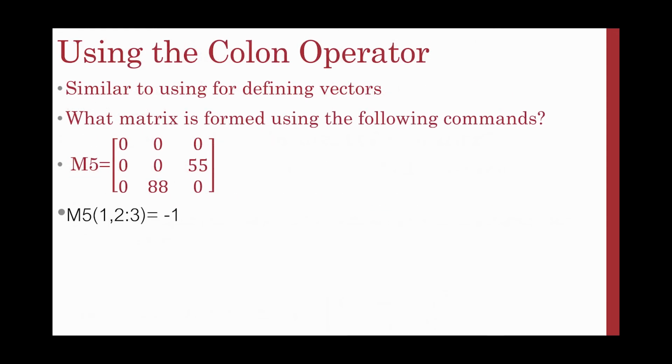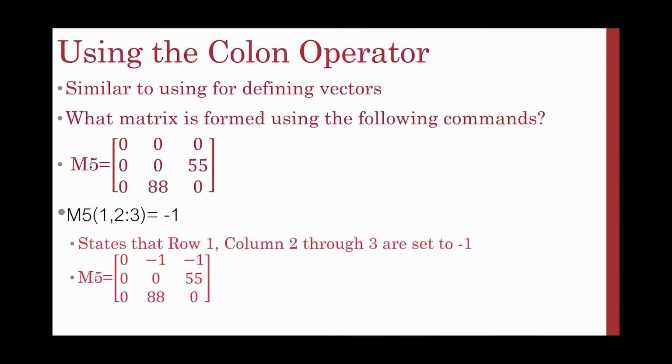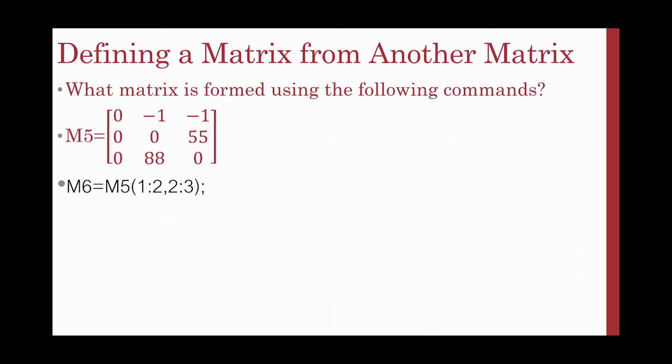You can use a semicolon in a similar way as you did to define vectors in order to define a matrix. So say I had the previously defined matrix M5 as shown, and I say M5 of 1, 2 to 3 is equal to minus 1. What that's going to do is set the second and third columns in row 1 to minus 1.